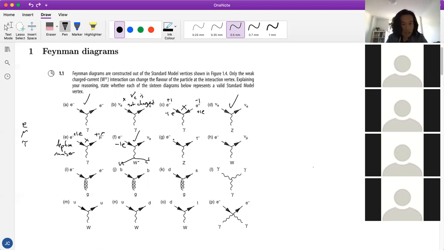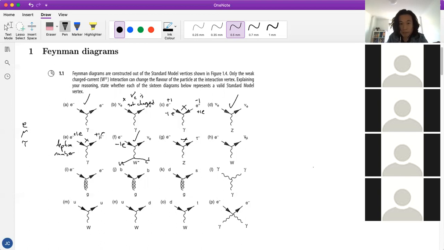Okay, this one, G, electron coming in, tau coming out, Z boson going through. No, same reason we cited here. You violate lepton number conservation. You can't turn an electron into a tau like this.